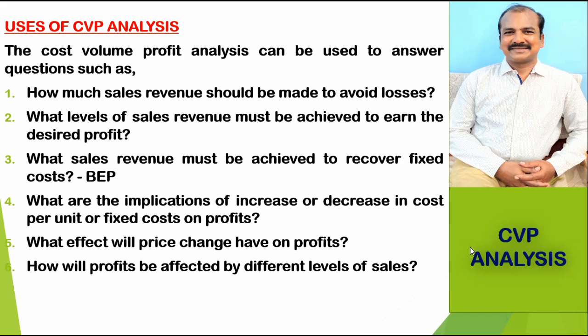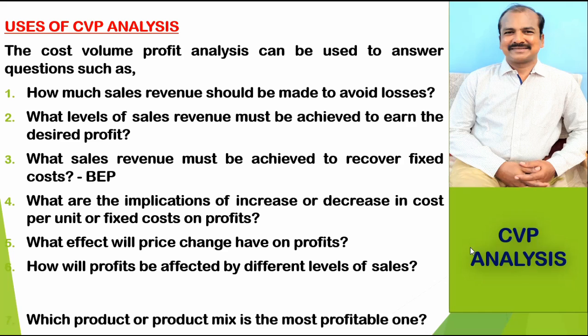The next one is about how will profits be affected by different levels of sales. That means, at a given quantity, what would be the profit? If the quantity of units to be sold is higher, what would be its influence on the profit? This particular analysis could be done through CVP analysis.